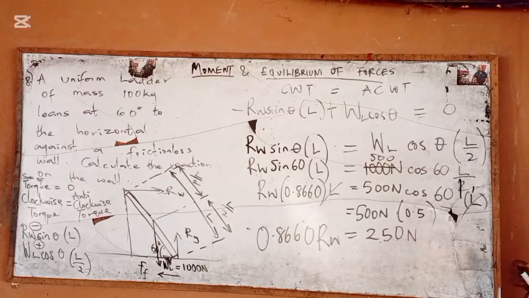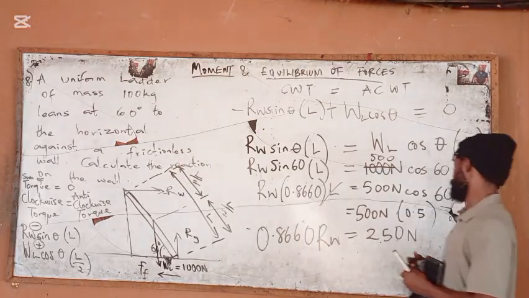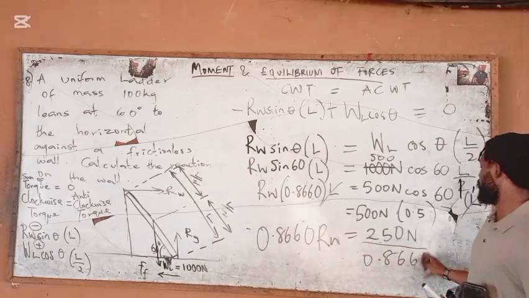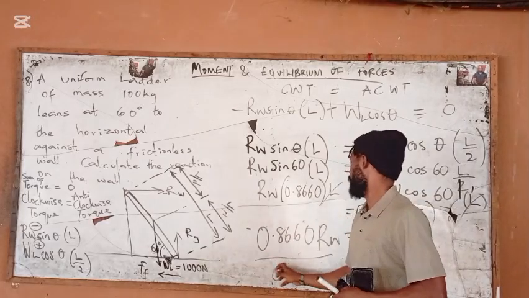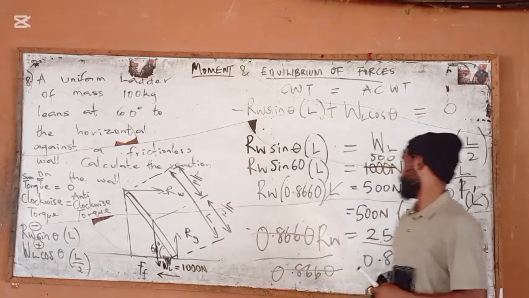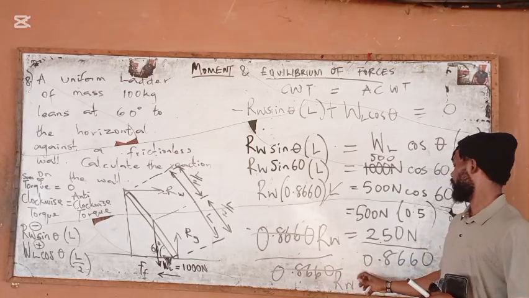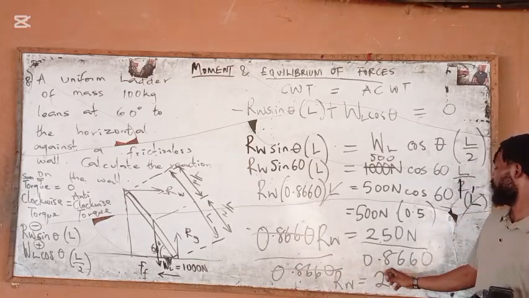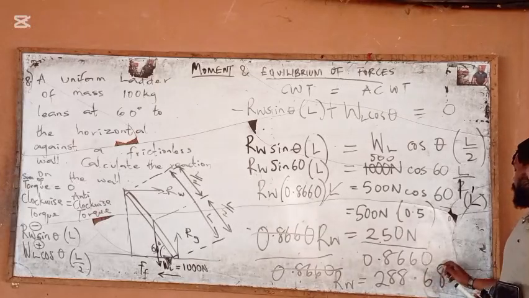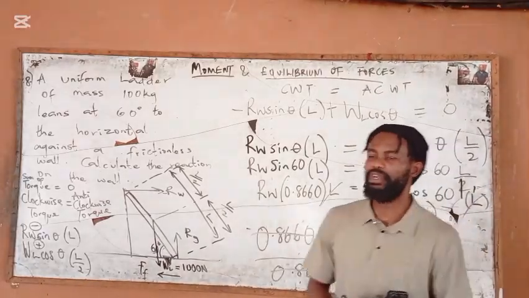Okay, yes. Then I can say, to make this the subject of the formula, I will divide both sides by 0.8660. So that this will cancel this. So what do you have? 288.6 Newton. That will be your final answer. That will be your final answer.